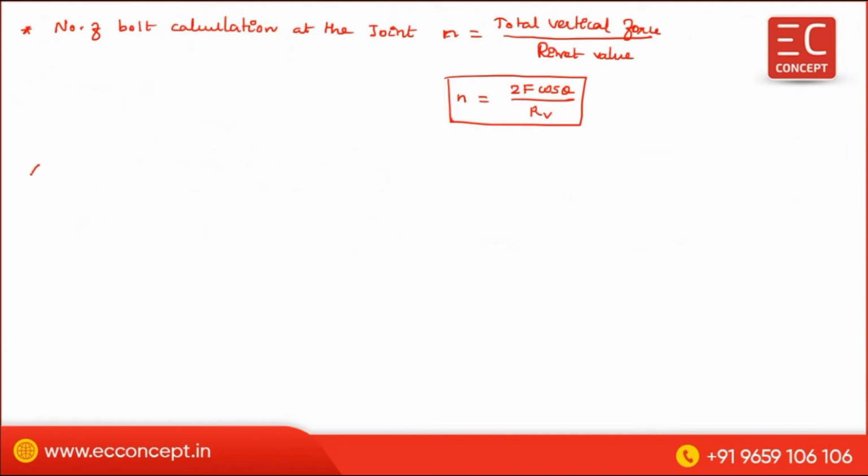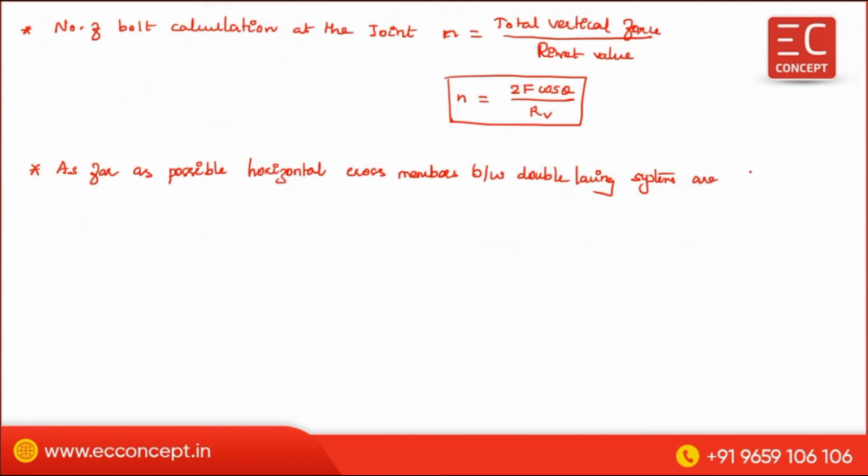And one more point we can write, that is, as far as possible, horizontal cross members between double lacing system are avoided. Horizontal cross member between double lacing system are avoided.